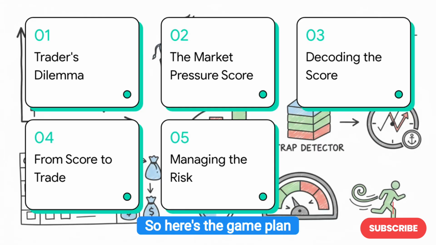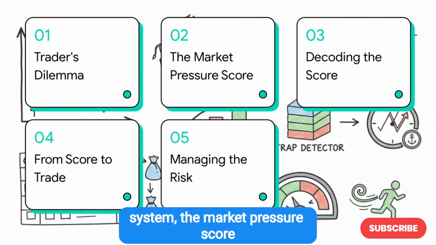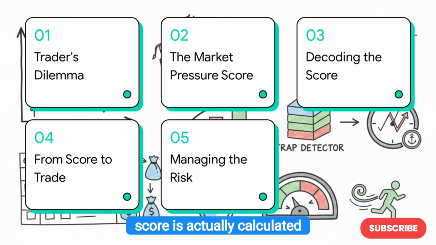So here's the game plan. We'll start by really digging into that trader's dilemma. Then we'll introduce the core of this system, the market pressure score. After that, we'll break down how that score is actually calculated, how it triggers a trade, and finally, how it all comes together with risk management.